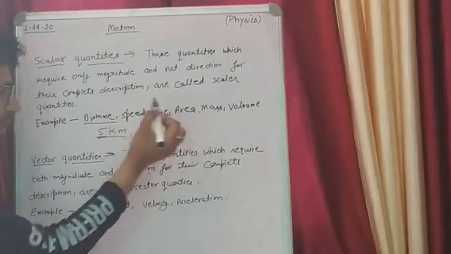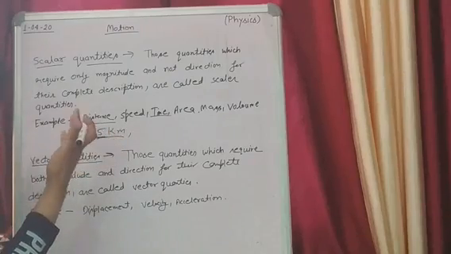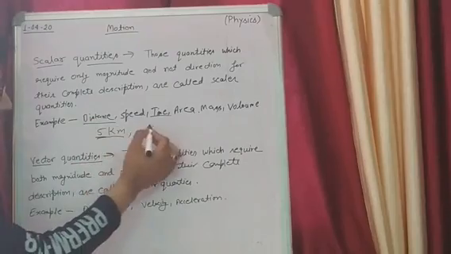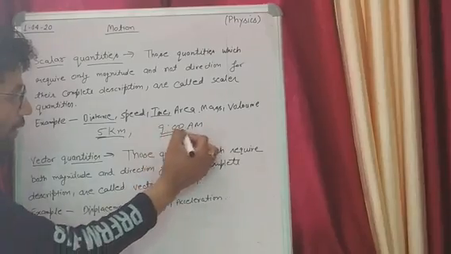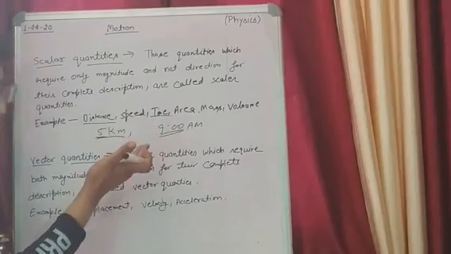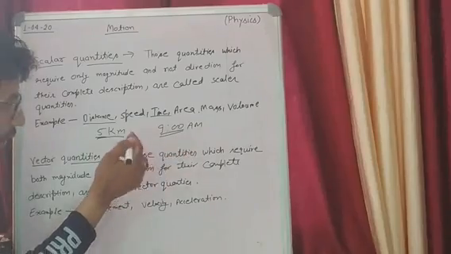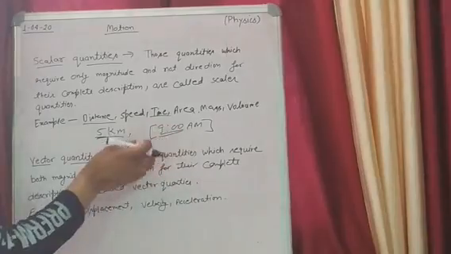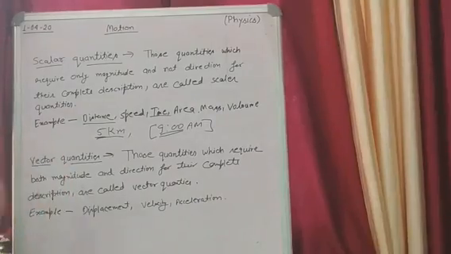Let me give you another example. Its time is 9 a.m. Only I want 9 a.m. I want only this number. We don't need any type of direction to specify the time, to explain about time. Its time is 9 a.m. Such types of physical quantities in which only magnitude is required, only number is required, are called scalar quantities.